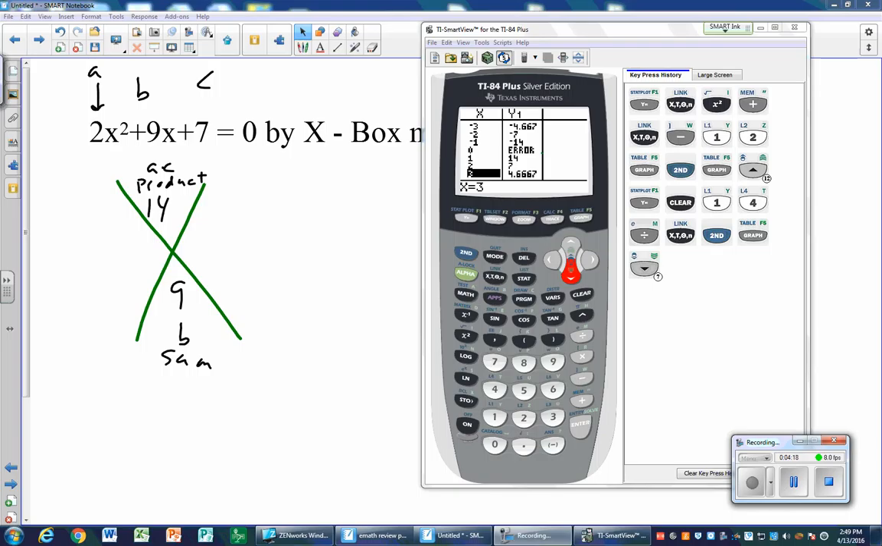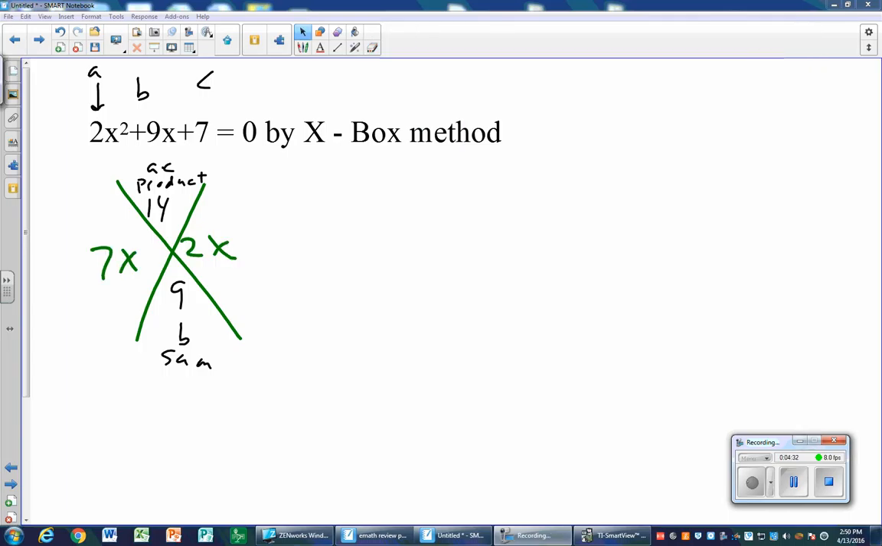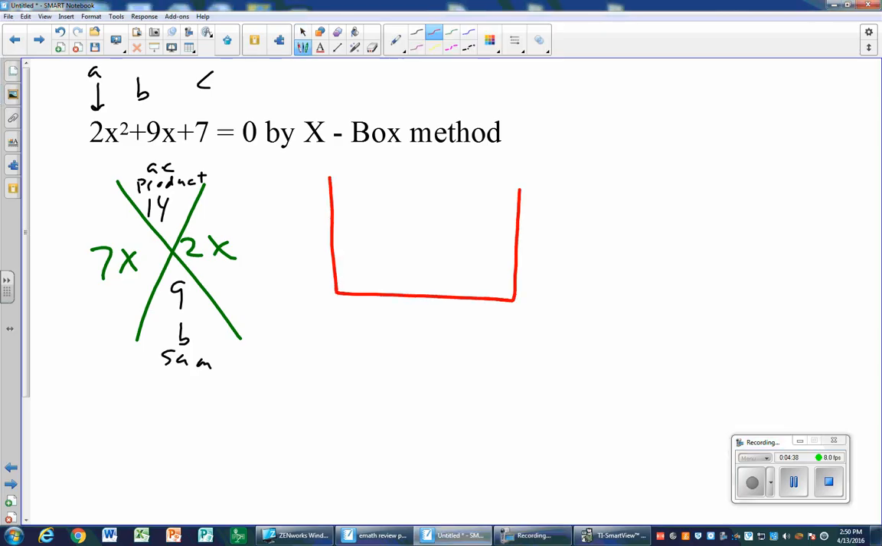We can see here from the table that those add up to -9, but we want +9. Those add up to -15, those add up to 15, and those two add up to 9. So the answer, or this part of the problem, is 7. And so I filled in the left-hand side and the right-hand side with 7x and 2x. That's the x part. Now we make our box.